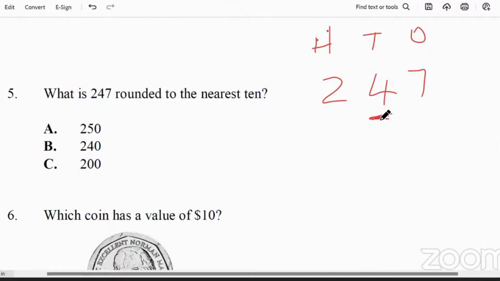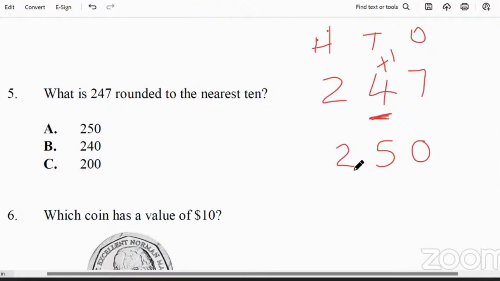So when we look to the right, we see that it's 7. So we are going to be adding 1 to the digit in the rounding place, okay? And that number would now become 5. So we would then change all the numbers to the right of the digit in the rounding place to 0. And then we write back the number to the left. They remain the same. So our answer would be 250.